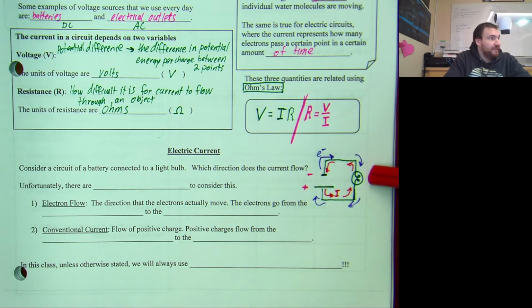The fact that we want the bulb to light up, it's going to light up either way. So I don't need to undo everything I've already done. We're just going to leave it the way it is.